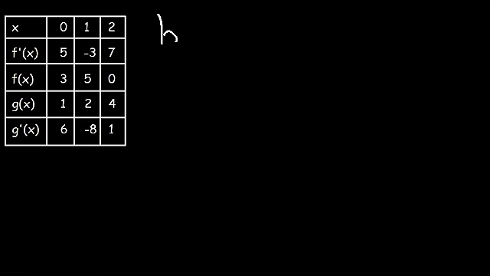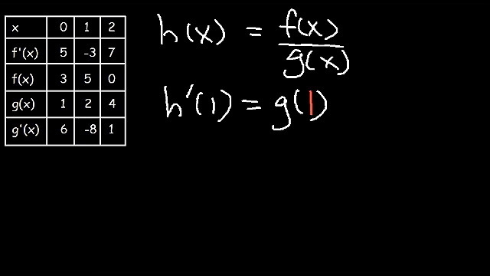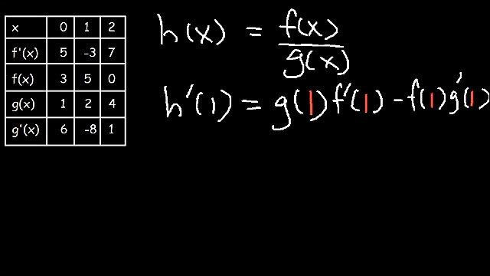Now let's say if h of x is f of x divided by g of x. What is h prime of 1? So this is the quotient rule, and the formula for the quotient rule is g f prime minus f g prime over g squared. So it's going to be g of 1 times f prime of 1 minus f of 1 times g prime of 1 divided by g of 1 squared.